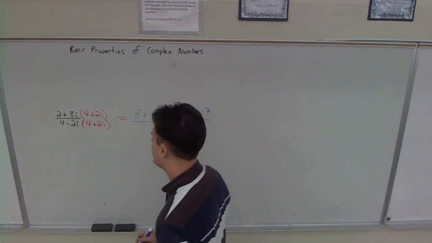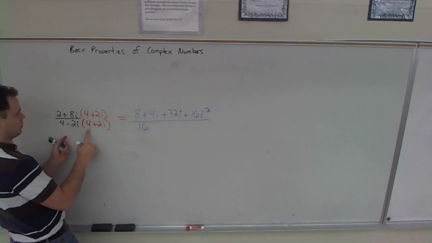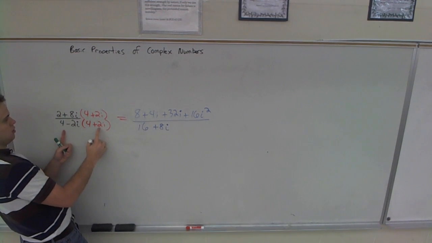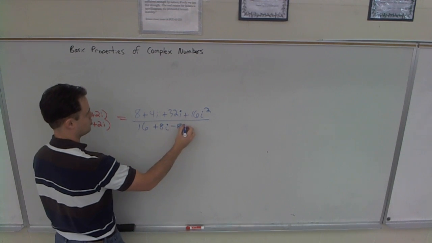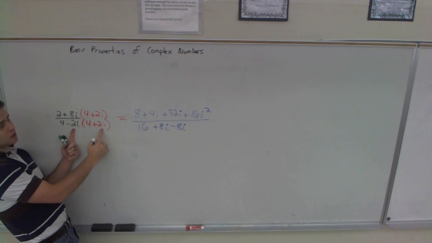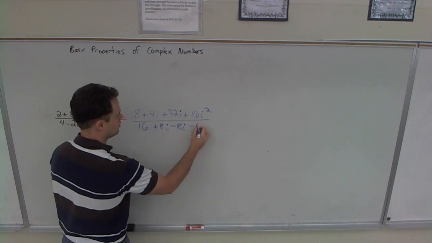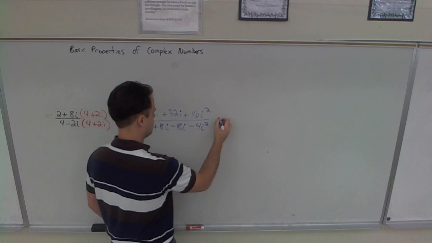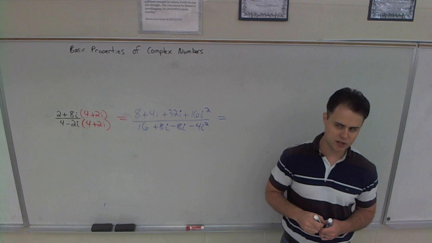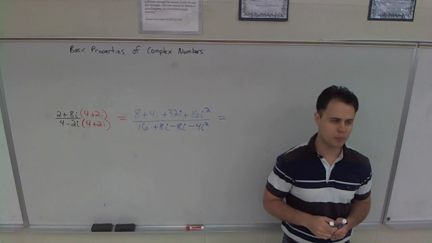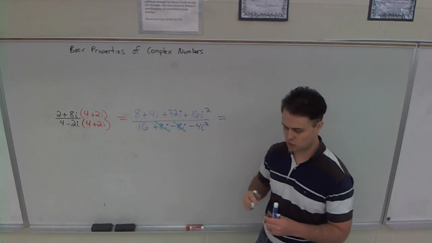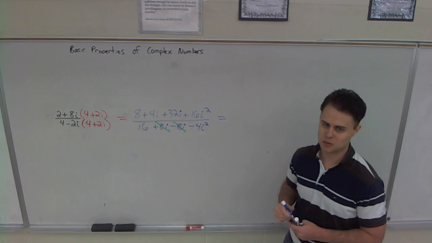Then do the same thing on the bottom. So we've got 16 plus 8i minus 8i. No, this part's the tricky part. Be careful here. Minus 4i squared. The whole reason we use conjugates to do this, one of the reasons, is conjugates do nice things. What did they do on the bottom? They got rid of these parts. That's what's special about the conjugate, one of the reasons.